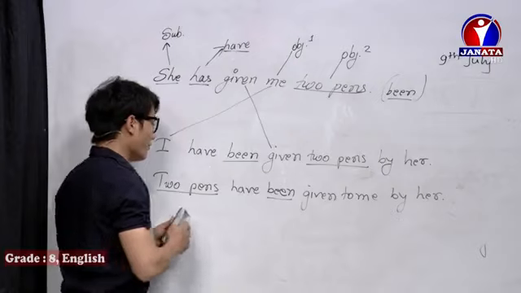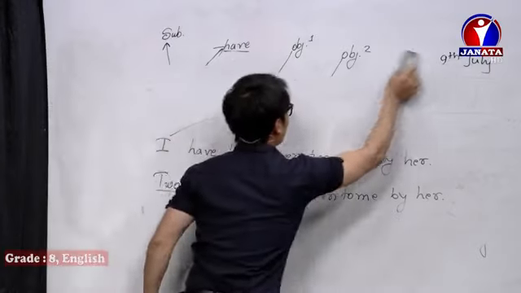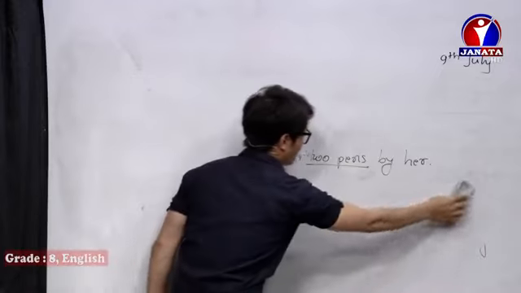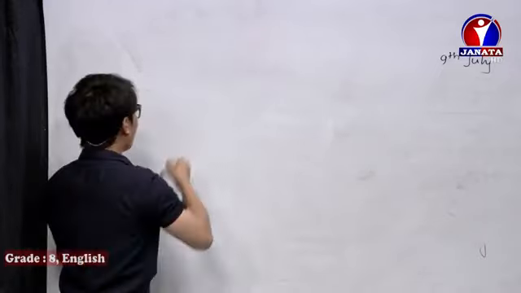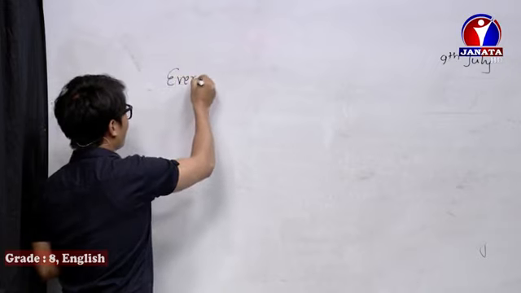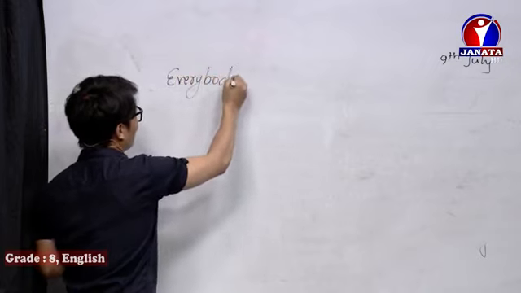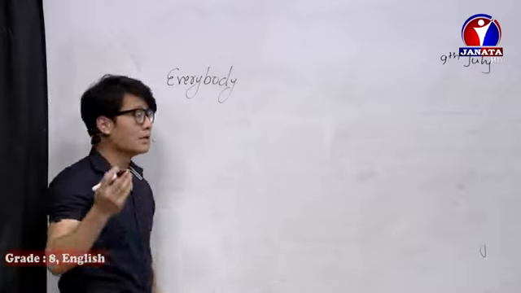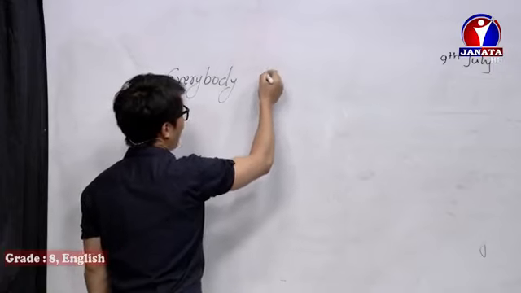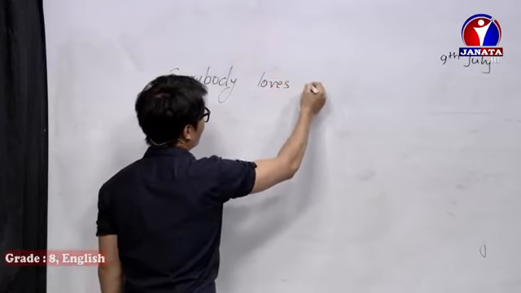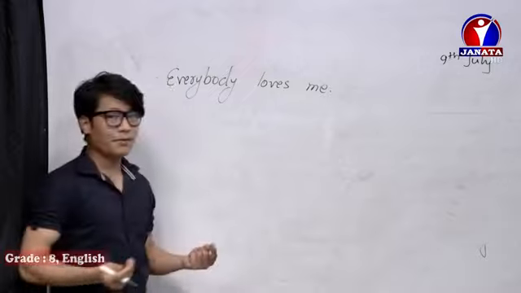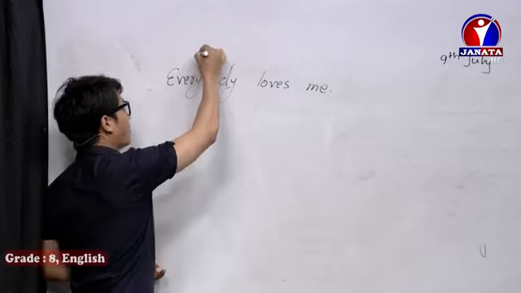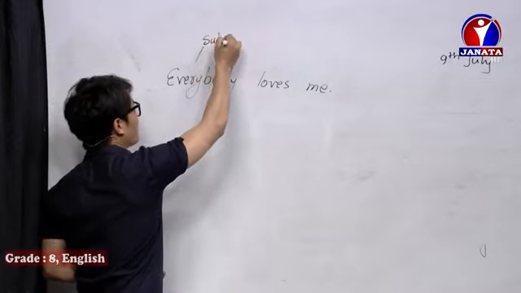So now let's practice with a vague subject. I had told you too that vague subjects are not written in passive voice. So let's have a practice. Everybody is a vague subject. Let's write a simple present sentence: Everybody loves me. Who loves? Everybody. So everybody is the subject.